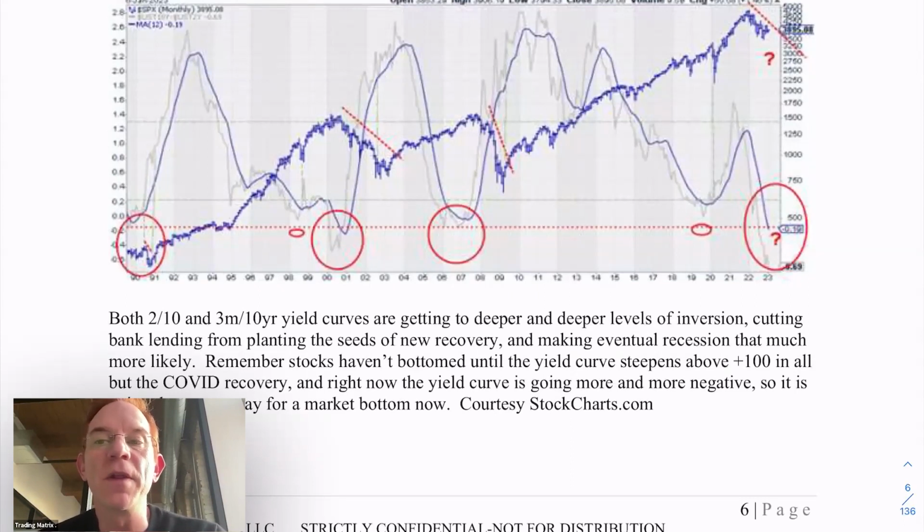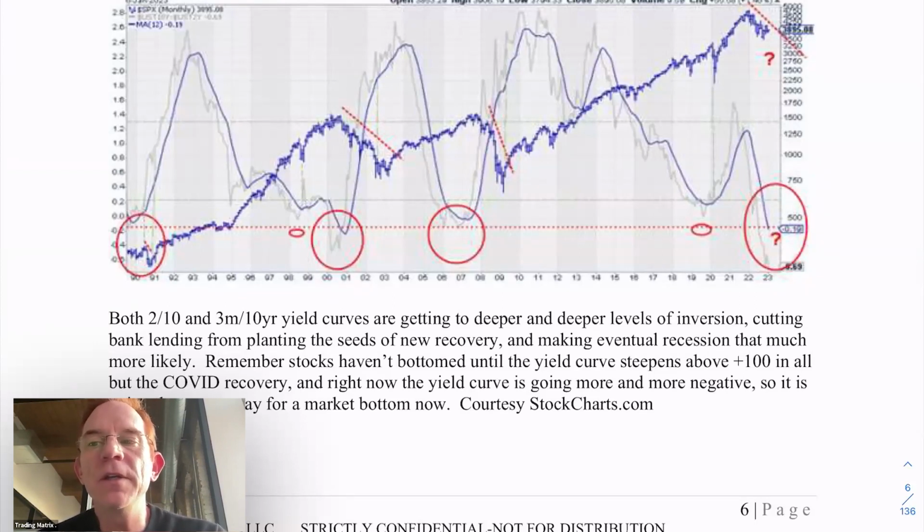And so is the 3-month 10-year yield curve. And now that it's inverted, it's getting steeper and steeper. What this means is the 2-year interest rate is greater than the 10-year interest rate. When this happens, lending gets cut off and it leads to recession.